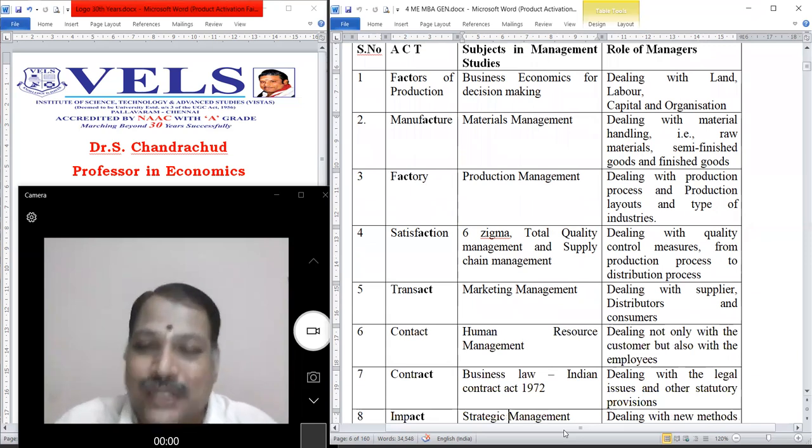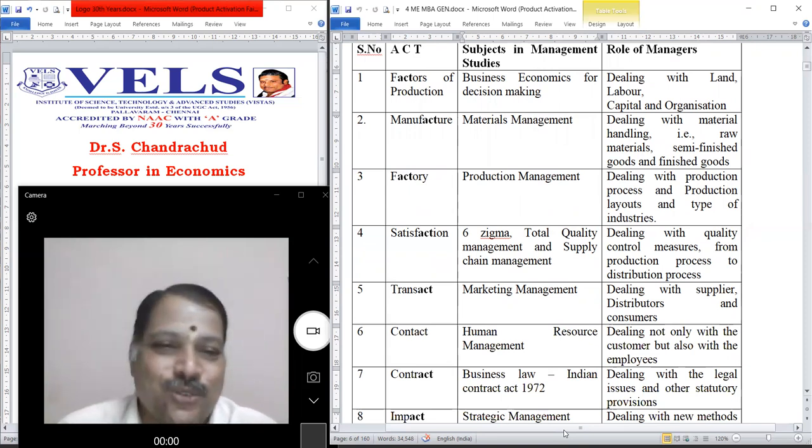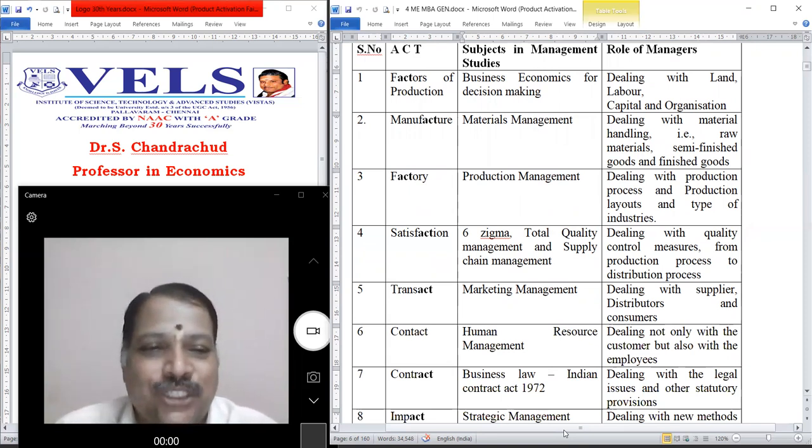The fourth one is satisfaction. So related with that particular keyword: Six Sigma, total quality management, and supply chain management. These are the elective subjects in management and of course in commerce also. Dealing with the quality control measures from production process to distribution process.